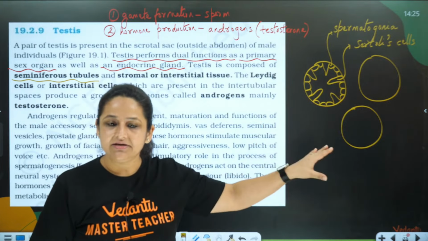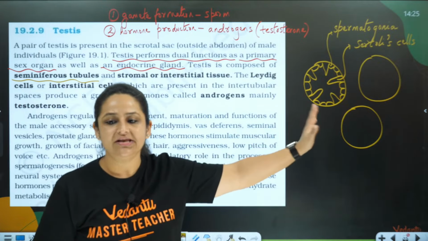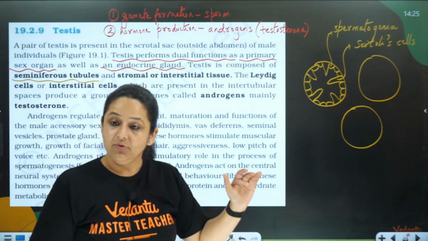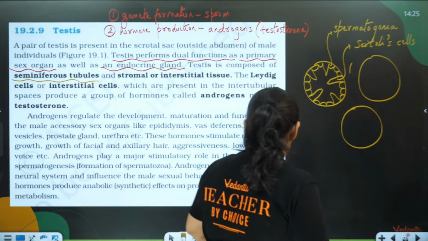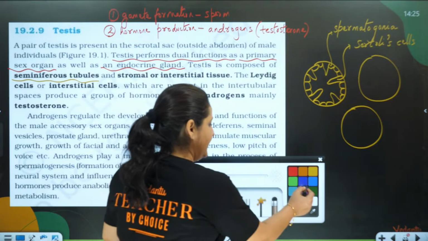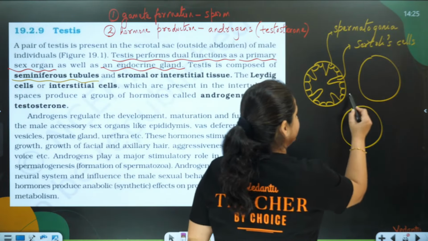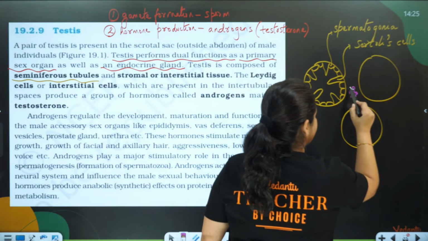Okay, so presently, for our knowledge, these two cells are not required. This is just information that I am giving you. Now, in the surrounding area, you can see this area which is surrounding the seminiferous tubules. In the surrounding areas over here, you can see that there are these cells present.